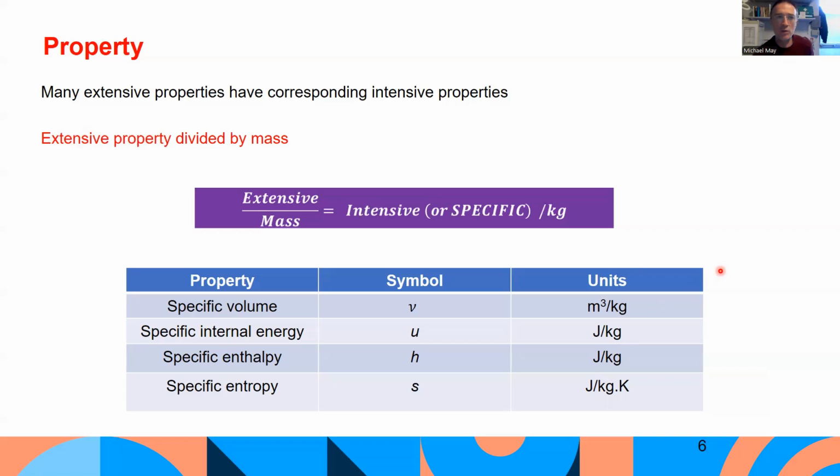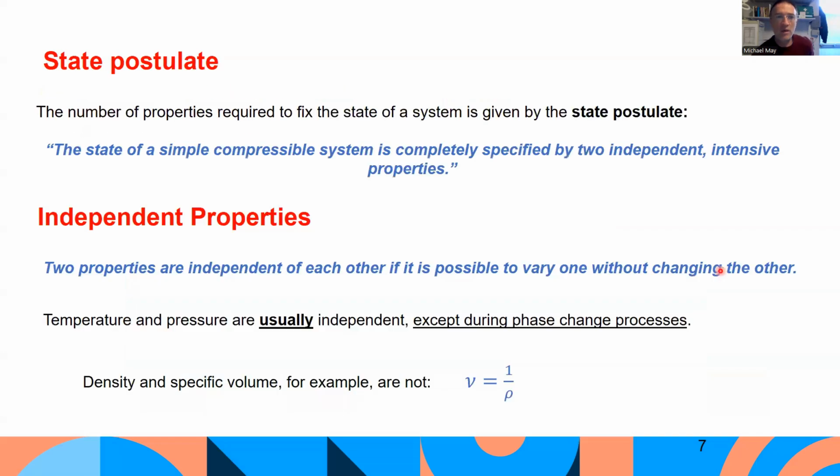So why would we do that? Well, the reason why we do that comes down to a statement called the state postulate. The number of properties required to fix the state of a system is given by the state postulate. And the state postulate simply states: the state of a simple compressible system is completely specified by two independent intensive properties.